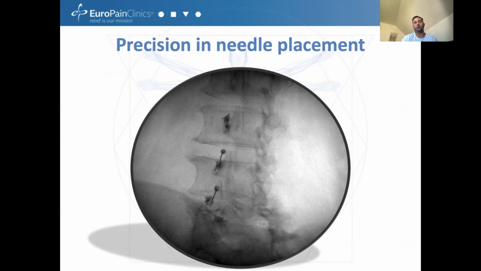We need to perform at least 2 diagnostic blocks for one facet joint, and it's very important to place our needle under tunnel vision exactly where the medial branch is precisely.